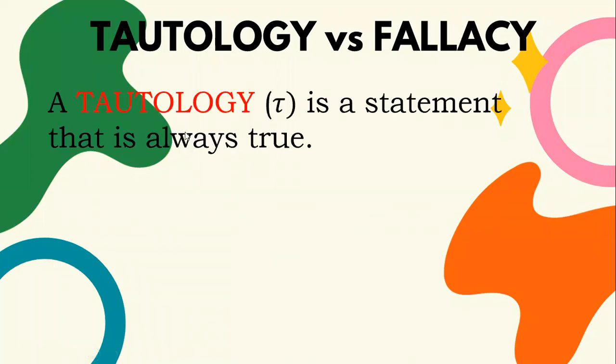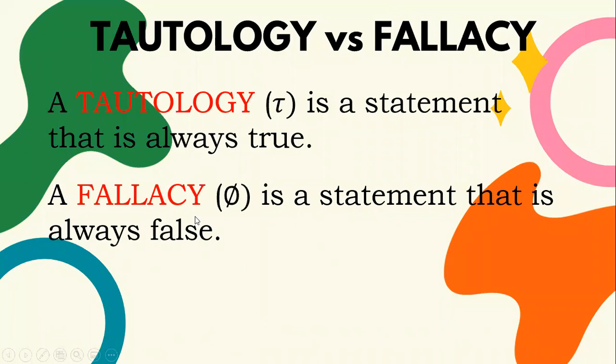Again, let's try to recall the difference between tautology and fallacy. So when we say tautology, it's a proposition that is always true. This is the symbol. And it comes from two Greek words, toto or tauto, which means the same, and logi means logic. Ano po? So it's always true for all the propositions. And then for the fallacy or contradiction, which is denoted by an empty set, then it's a statement or a proposition that is always false.